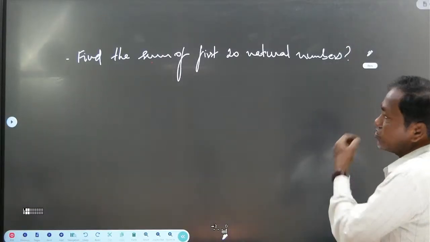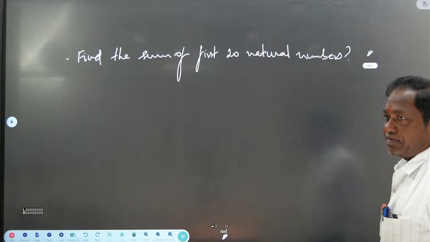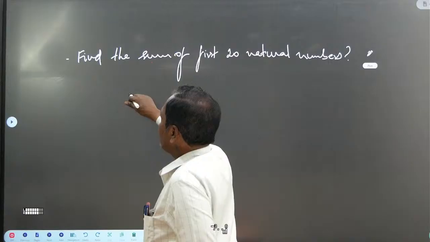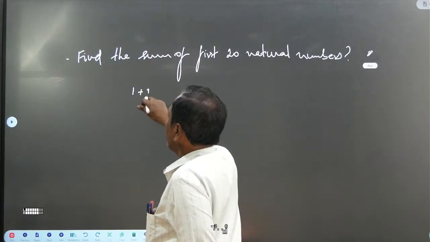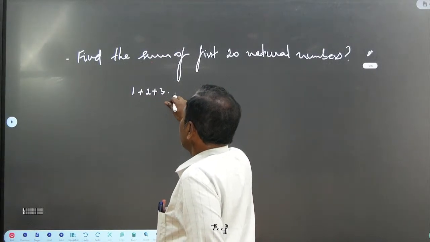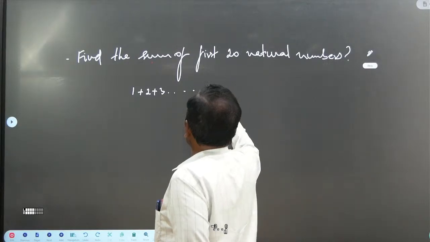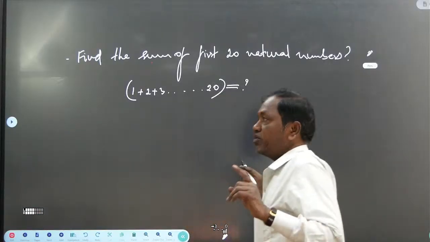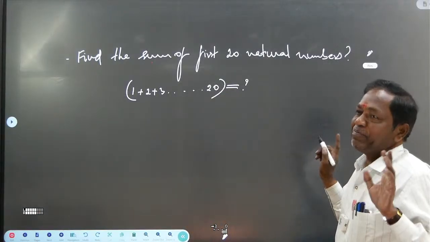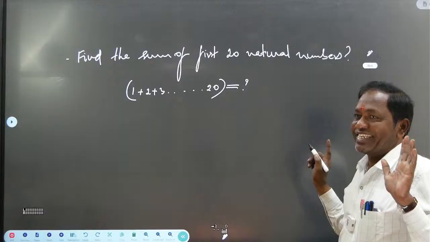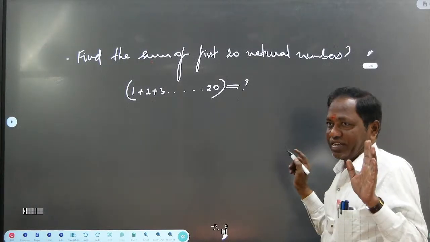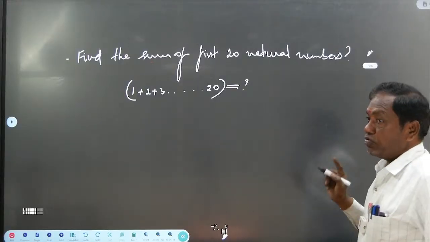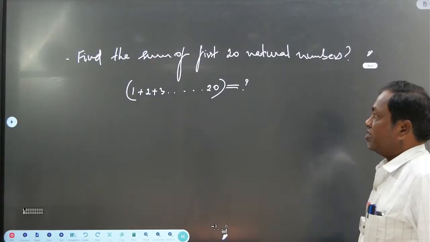Find the sum of the first 20 natural numbers. How do you download the information? 1 plus 2 plus 3 up to 20. Finish. You have downloaded the information from the question. You need not read the question again. Then you can start working. That's all. First thing is how to download the information from the question.